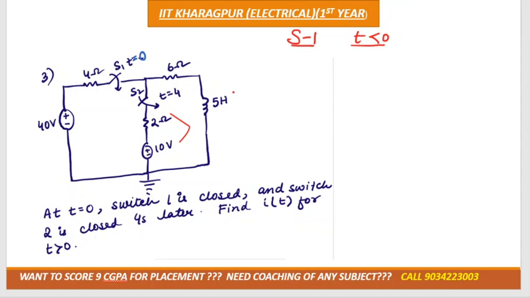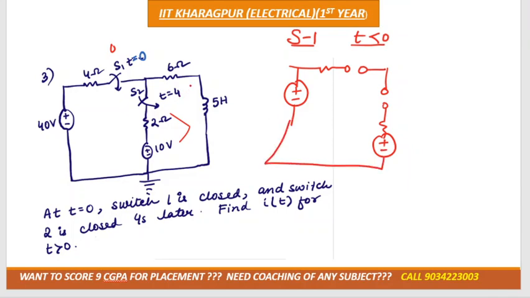At t equal to 0, say S1 is closed. So before that, it was opened, right? So now redraw the diagram. It was opened, right? Now at t equal to 0, the switch S2 is closed, right? According to the arrow, it means it was open before.